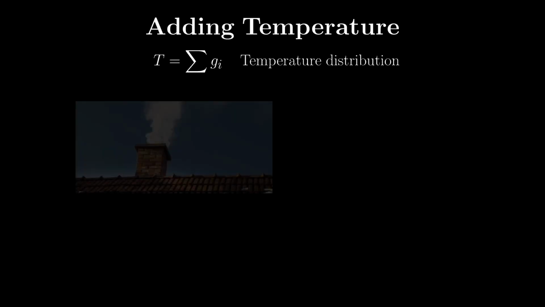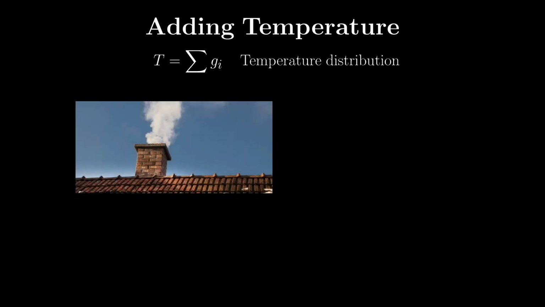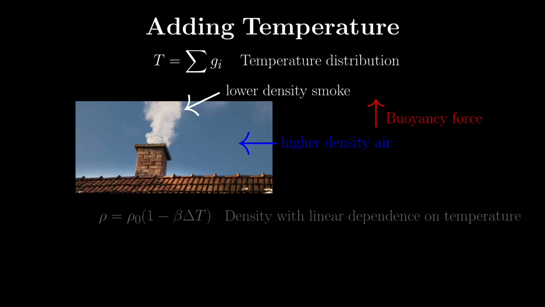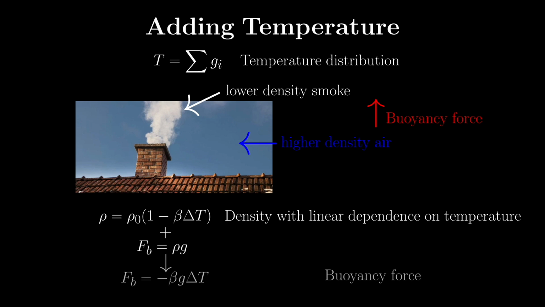To build some physical intuition, let's start with a simple question. Why does smoke go up? This is because hot smoke is less dense than the surrounding cold air, so buoyancy forces push it upwards. We can say that density has a linear dependence on temperature using the following relation. If gravitational body force has the following form, we can find the buoyancy force through a simple rearrangement.